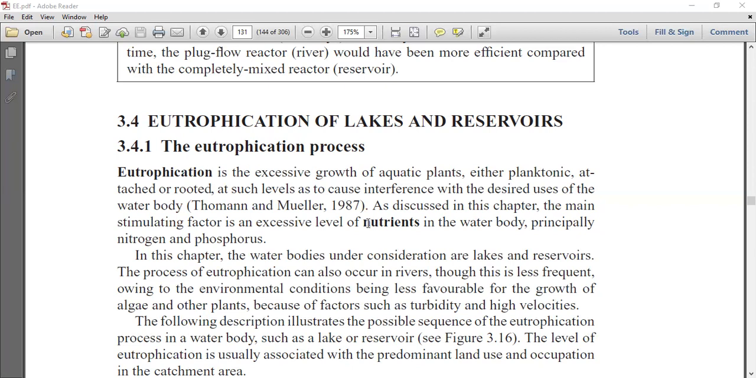So the eutrophication is an excessive growth of aquatic plants, either planktonic or attached, at such a level as to cause interference with the desired use of the water body. As discussed in this chapter, the main stimulating factor is an excessive level of nutrients in the water body, principally nitrogen and phosphorus.